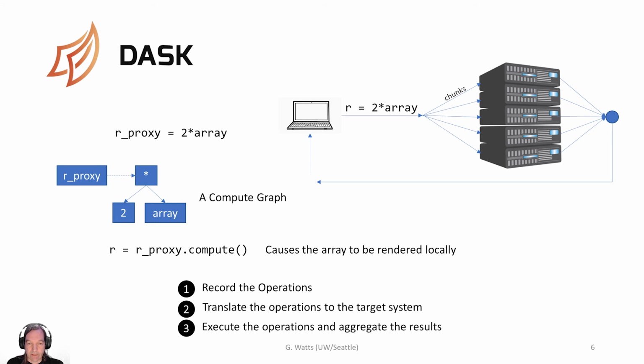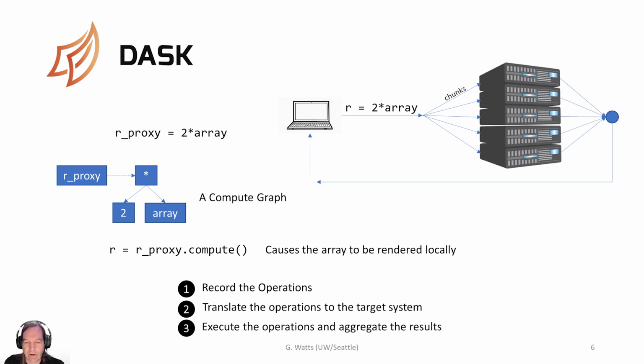Let's look to Dask, which has deep integration with the NumPy library. Dask works by recording the operations the user wishes and then distributing it across multiple machines and processes, and finally aggregating the results of that. Dask does this by building a computational graph of the user's query. Here, our proxy points to a representation of 2 times the array.